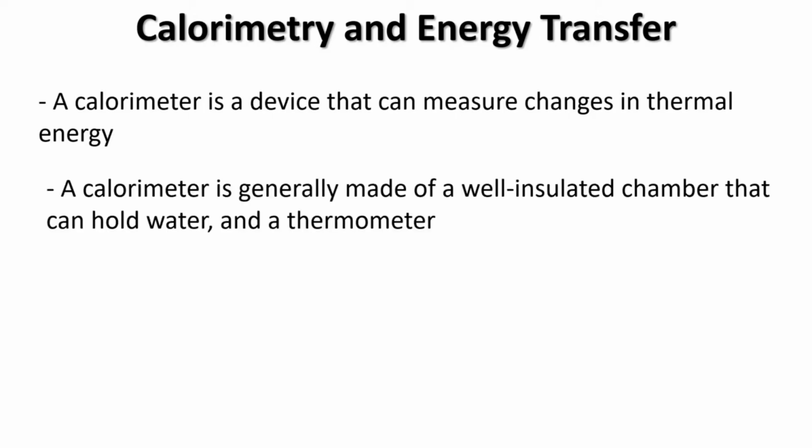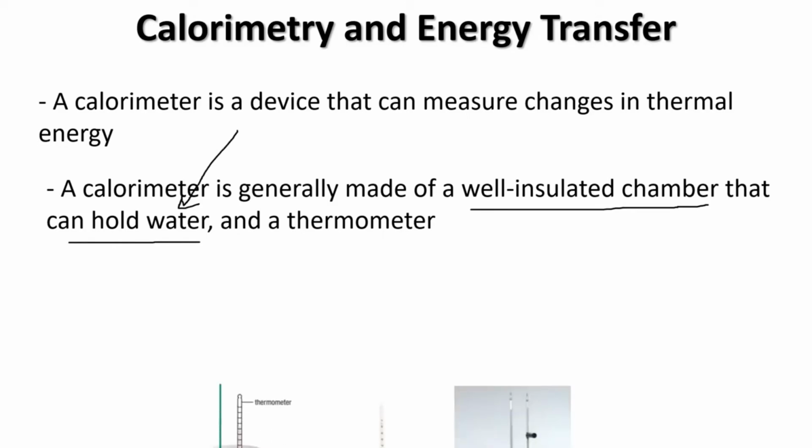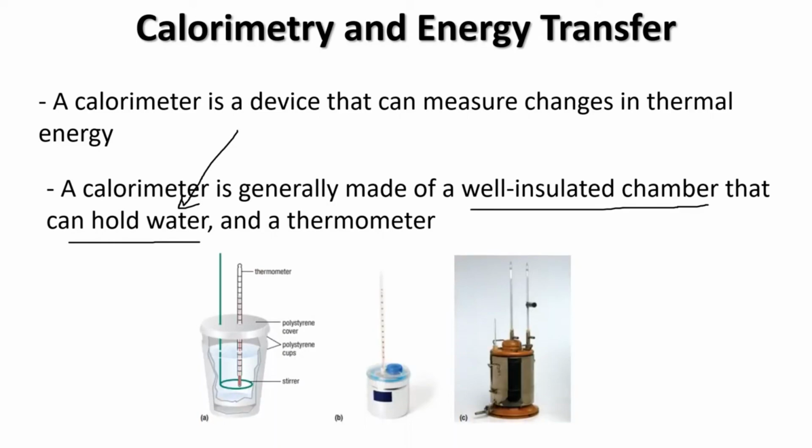Essentially it's just a well-insulated chamber, like a thermos, that can hold water, and that water is what's going to absorb the heat change. There's also a thermometer there to measure the heat change. There's a couple of examples here. This is your classic styrofoam or coffee cup calorimeter, and that's a bomb calorimeter. Those are your big boys right there.